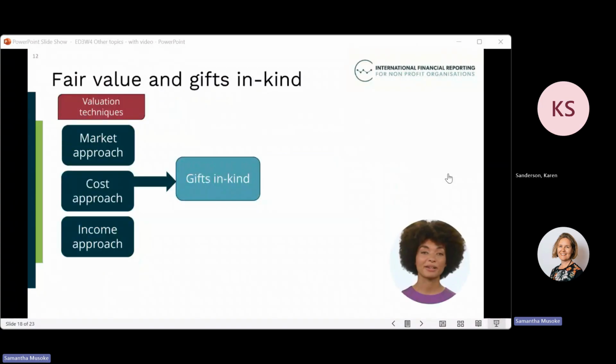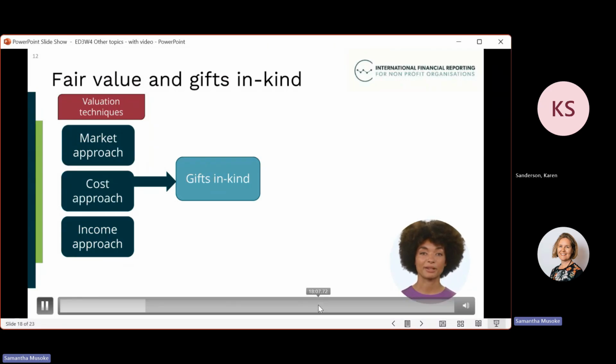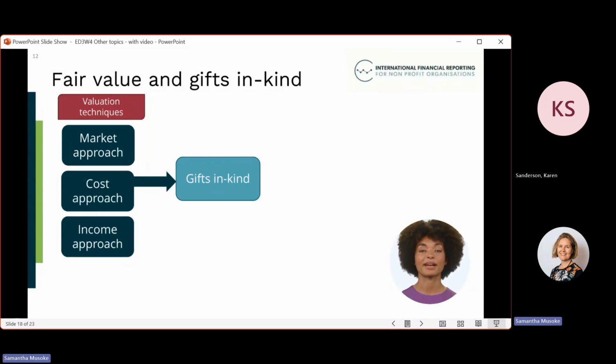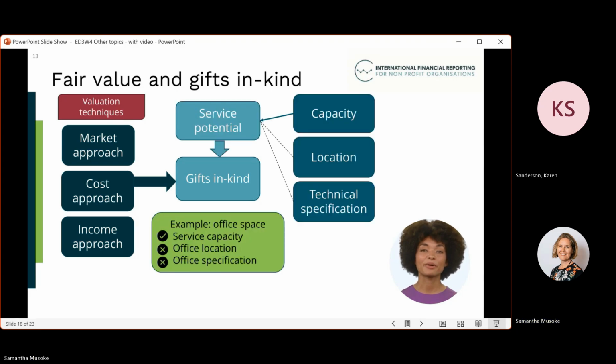For level 3, there are 3 widely used valuation techniques. These are the market approach, the cost approach, and the income approach. The cost approach is the technique most likely to be used for measuring donations in kind at fair value. Importantly, this technique takes account of the value of the asset to the NPO in terms of its capacity to serve the NPO's missional purposes. This concept is called service potential.